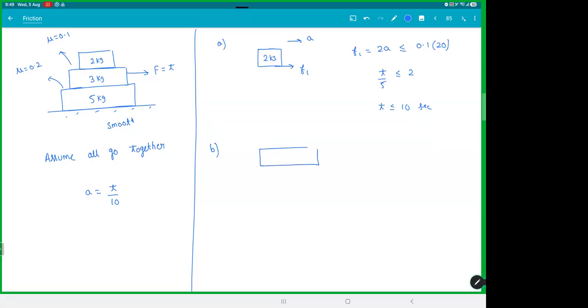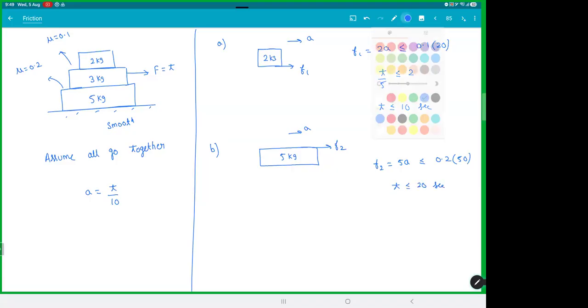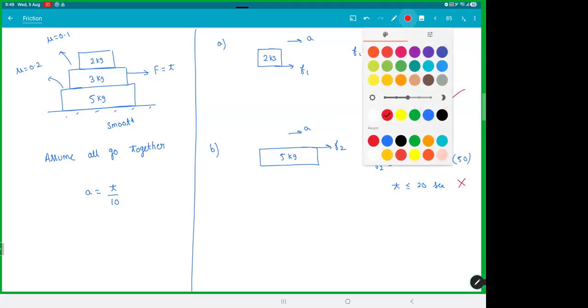Take the 5 kg. Again, but remember, F1 does not know what F2 is doing. This is F2 and this is acceleration. We get F2 is equal to 5a, which is less than or equal to 0.2 into 50. I think we got the same numbers, luckily. So this guy is right and this guy is wrong. So till here, the story is the same. So for 10 seconds, all are going together. For t greater than 10, they're going to slip.